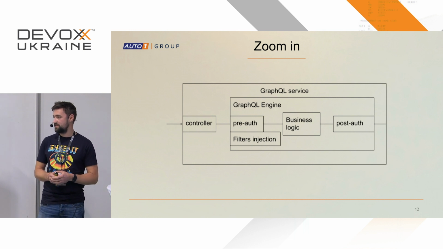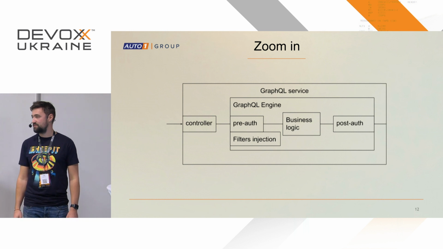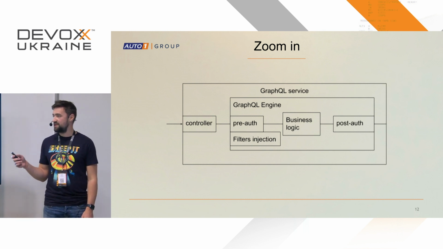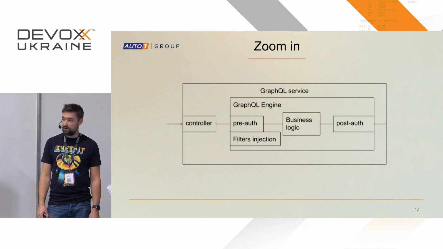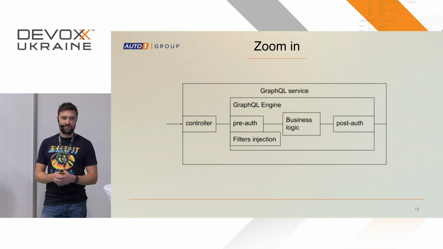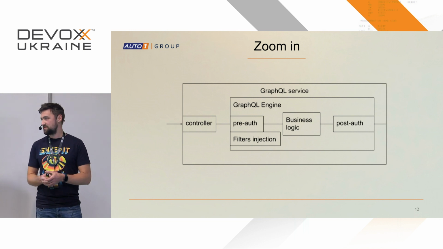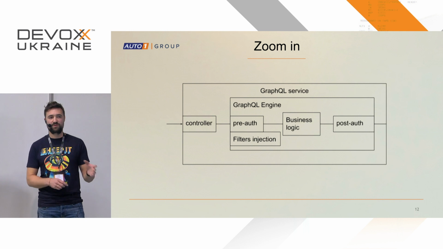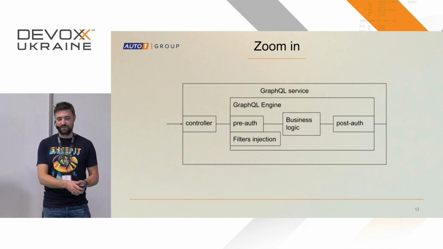So that's what post-authorization is actually responsible for in our schema. And one more thing is the filters injection. Let me explain a bit. Let's imagine a situation where a client wants to get a list of orders. Our business just recently opened in one country, let's say Italy. There is a new operator who has access only to Italy.